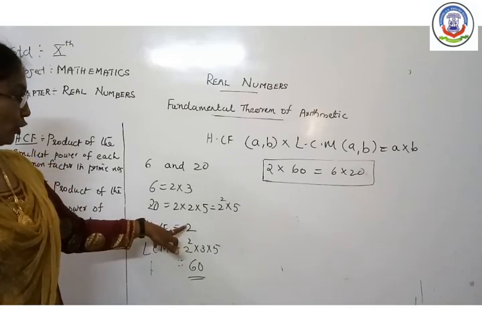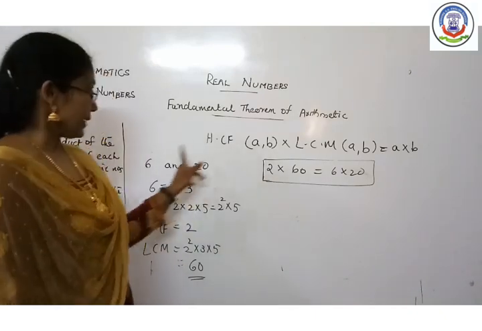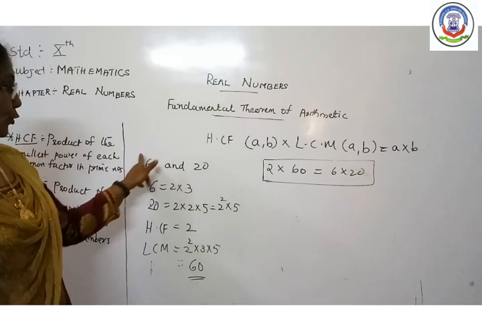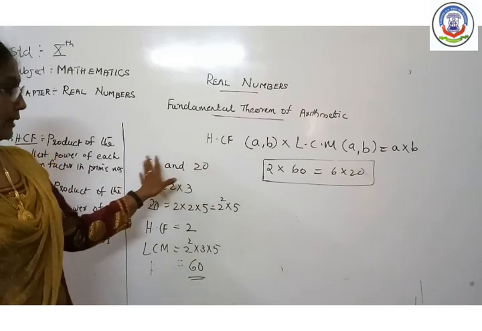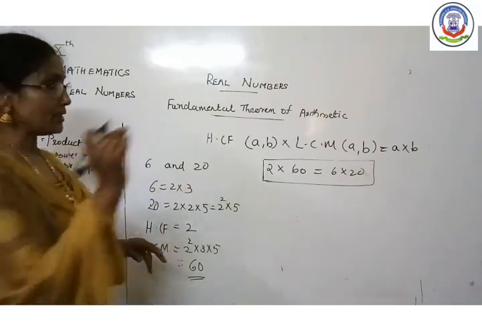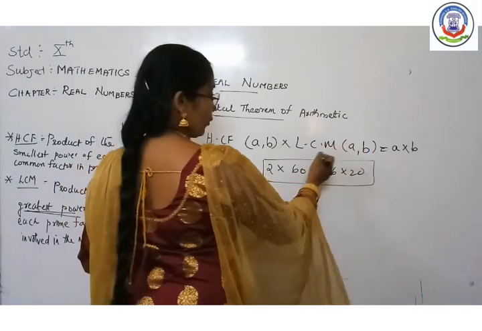What's the answer for that? 2 into 60. What's the answer you are going to get? It's equal to 120. Same time, the numbers also you multiply. So what will you get? 6 into 20 is equal to 120. That means both sides are equal. That means HCF of A and B and LCM of A and B multiplied, then A into B you are going to get.